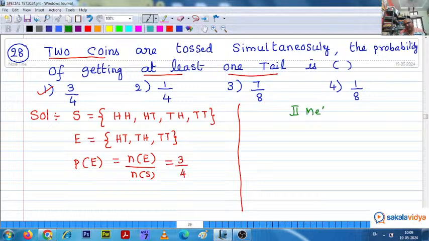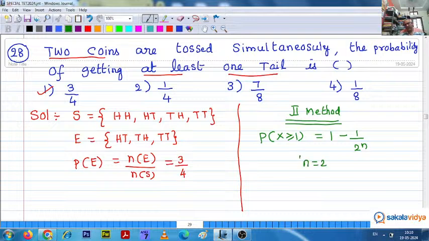Second method is not only for two coins, it may be for n coins. You can do this problem. Probability of getting at least one head is equal to 1 minus 1 upon 2 power n. N stands for number of coins. So n is equal to 2 here.